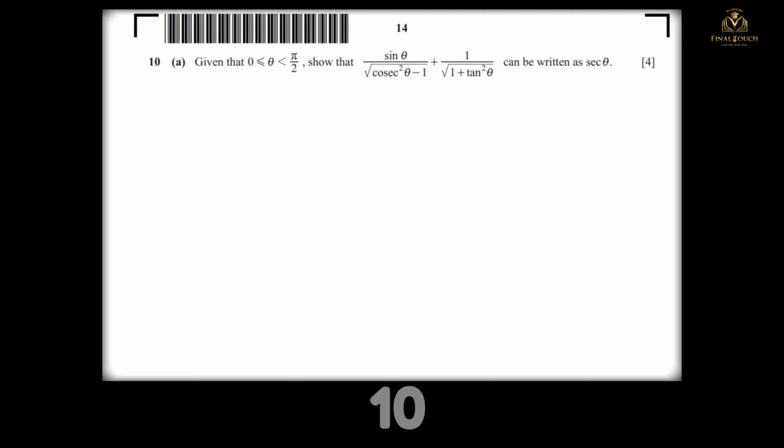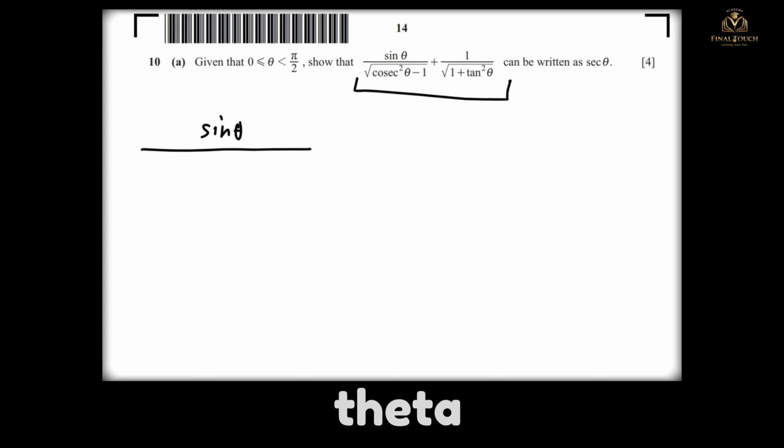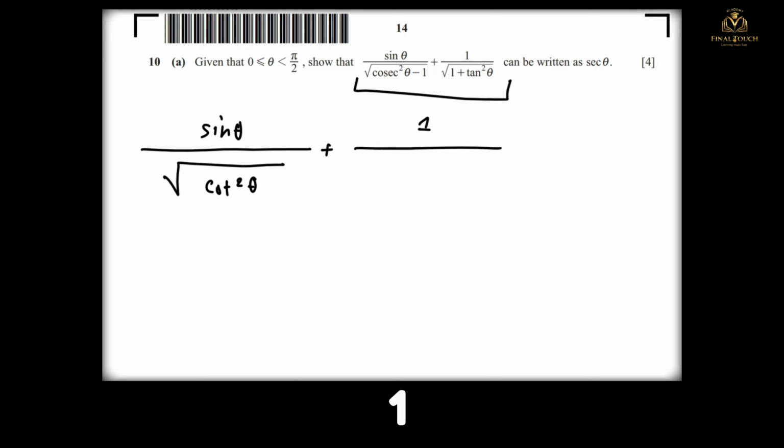So for question number 10 part A, it tells us to write the whole equation as sec theta. So we know sine theta, then root over cosec squared theta minus 1. We know we can write cosec squared theta minus 1 as cot squared theta, plus 1 by, it's given, root over 1 plus tan squared theta. We can write it as sec squared theta.